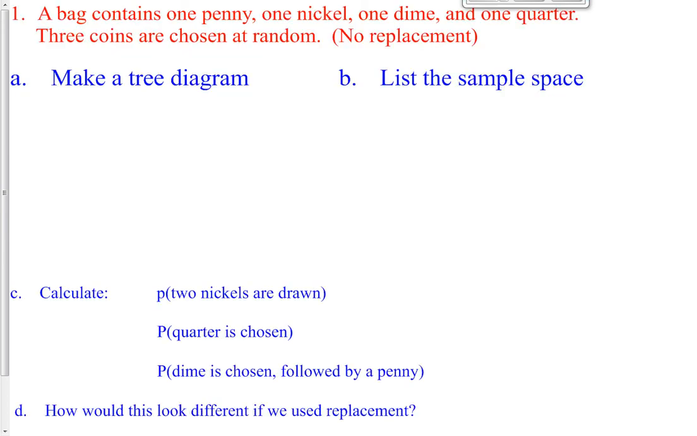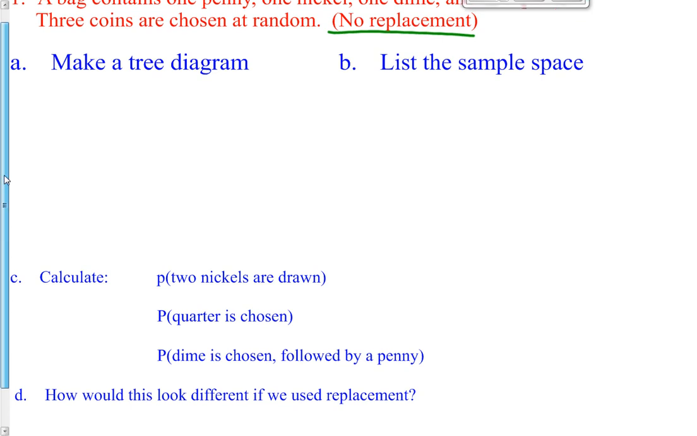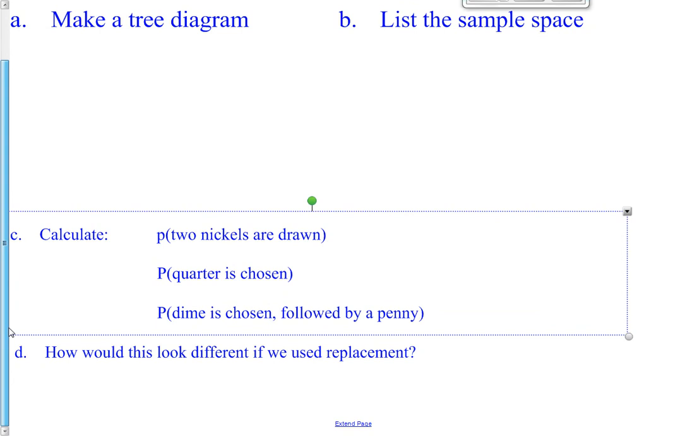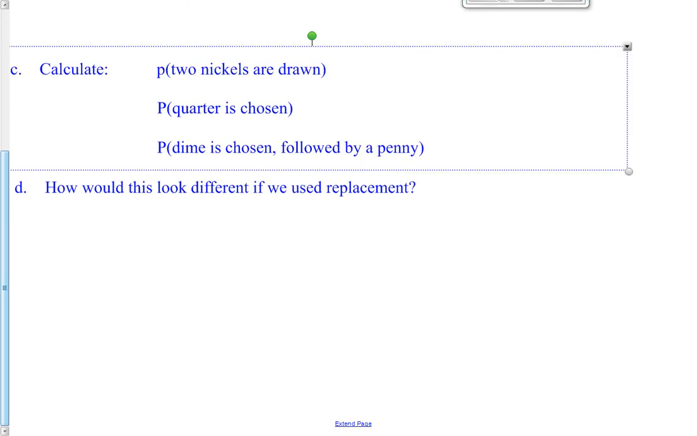So here we have a bag that contains 1 penny, 1 nickel, 1 dime, and 1 quarter. Now we're going to choose 3 coins at random, and we're not going to put them back. It says that there's no replacement, so once I pick a coin, I'm not going to put it back in the bag again. So let's make a tree diagram of what could happen. And you guys have a lot of room on your notes to write this out. I should probably make a little bit more room for myself as well, because this does take up a lot of room. So I just want you to be aware of that.